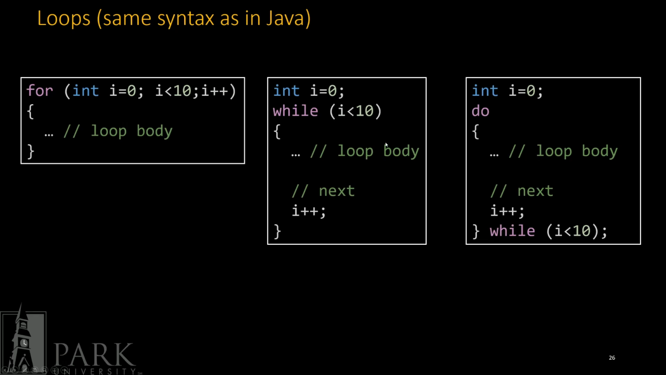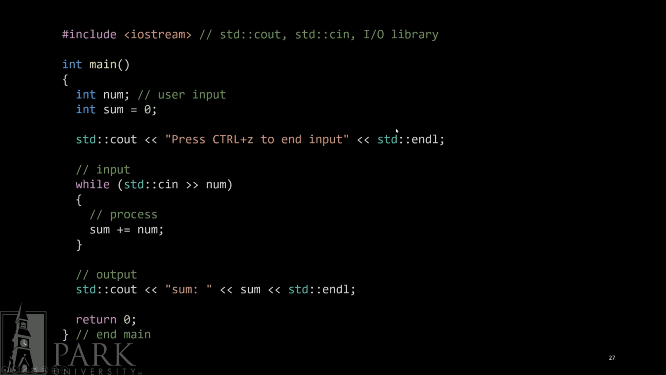But nonetheless, we'll take a look at a quick example here. So given this code, what happens? What's going on here? Let's walk through the code just to make sure you're on the same page. First, we have obviously our main function right here, and we're declaring some variables, and we're sending a message out to the user. We're saying, hey, press Control-Z to end input, right? And then on our while loop, we're reading in a number, okay?